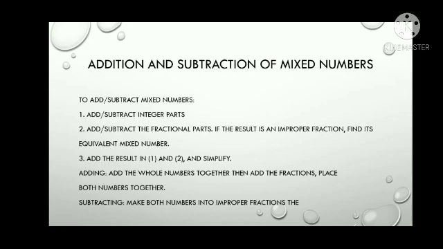Next step is to add the results from steps 1 and 2, and simplify if pwede pang mas-simplify, no? So add the whole numbers together, then add the fractions, and place both together. On the other hand, when subtracting, make both numbers into improper fractions. Okay, so we have the following examples.